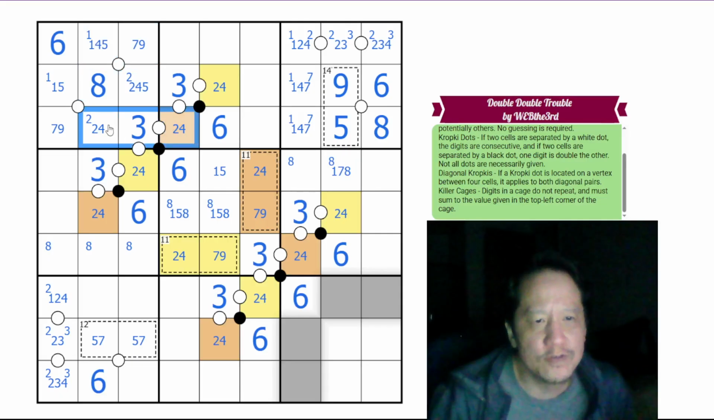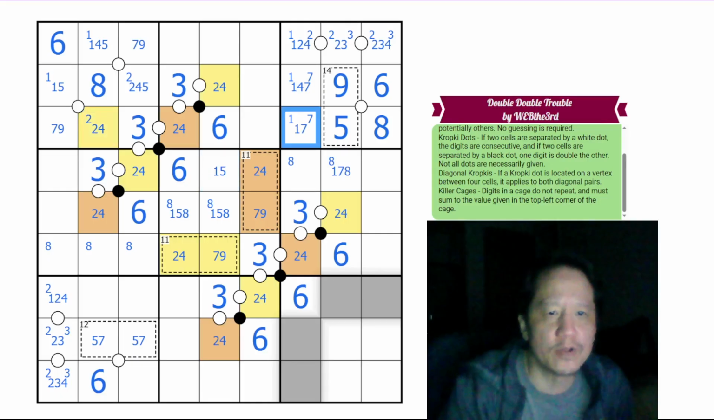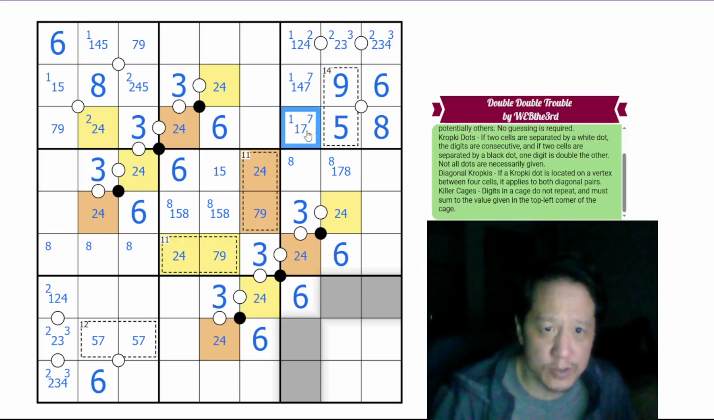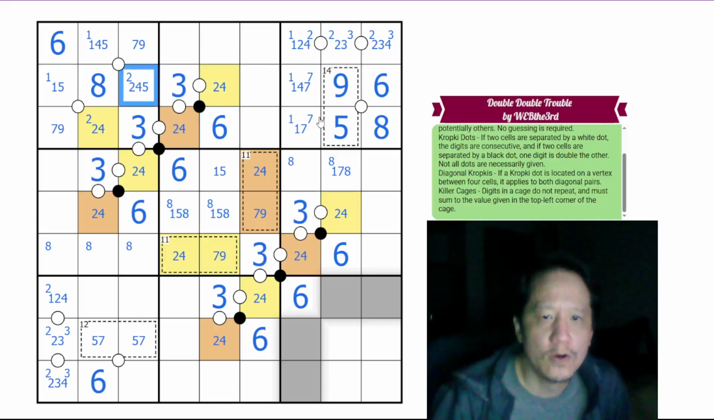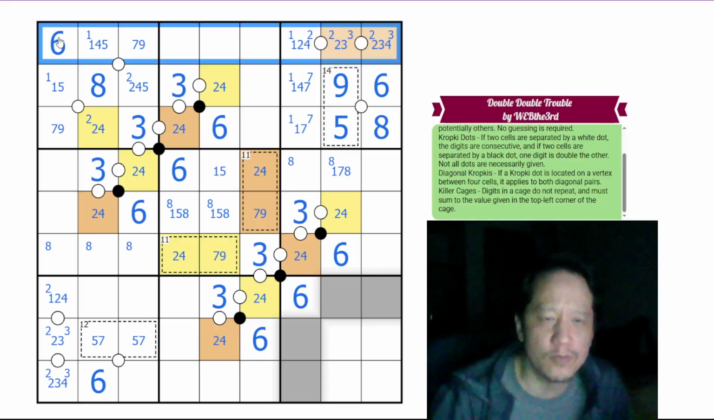So we have a 2, 4, 2, 4 pair in row 3. So this must be the yellow 2, 4, which means this can't be 4 here. It's 1 or 7. Orange 2, 4 cannot be here. So orange 2, 4 must be one of these two. Therefore, we have an orange 2, 4 here and orange 2, 4 in row 1.